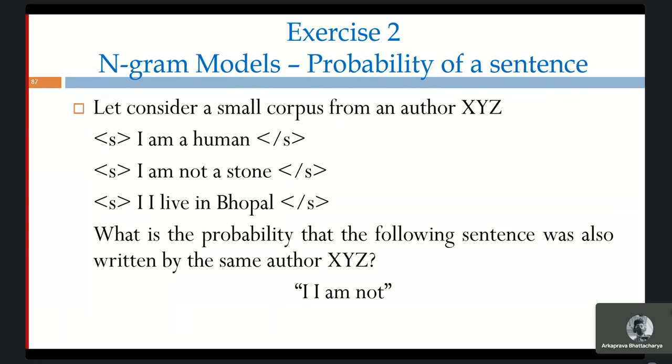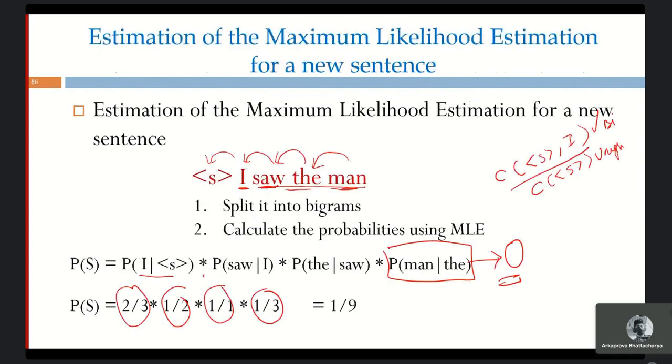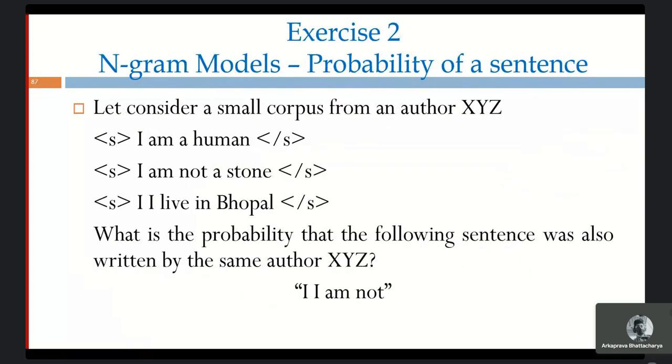Let's suppose this is a corpus which I have, and I want to check whether the sentence was written by the same person as my training and testing data: "I am not." So definitely I'll be getting a higher probability for this sentence. The same thing we have done for this, you are going to calculate the probability of S, this sentence.